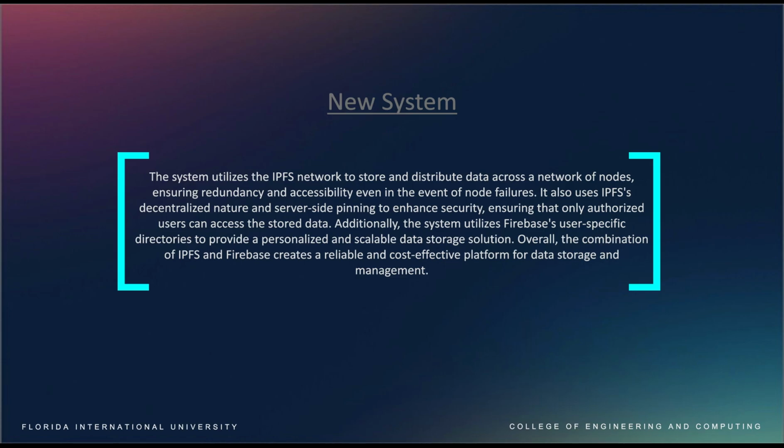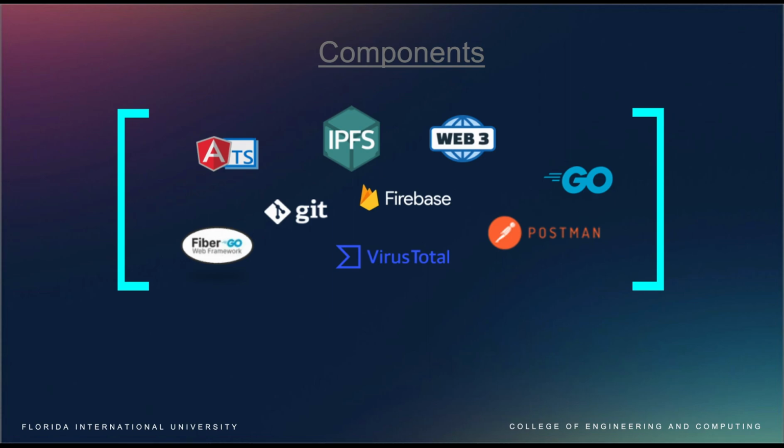We also can use the decentralized nature and server-side pinning to enhance the security, which will make it so that only authorized nodes can access certain data. And to take it even a step further, because we utilize Firebase as well, authorized nodes and users can encrypt the files which are already encrypted by our nodes, essentially. So it is very secure as well as very scalable. Our new system tackles pretty much all of the problems which we had addressed in the previous slide. So now what we'll do is talk about the components of this.